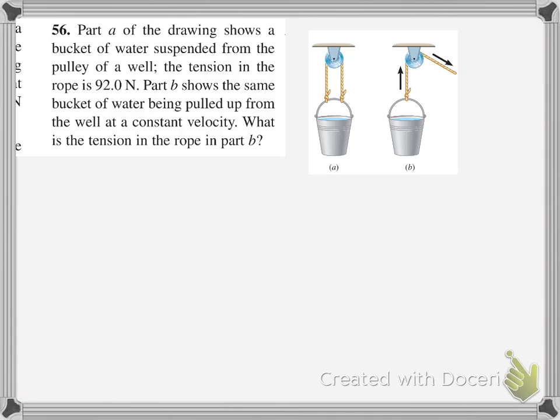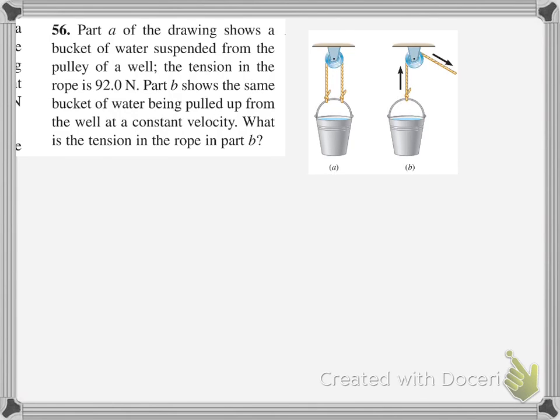In Part B of the drawing, the bucket is again in equilibrium, and since it is traveling at a constant speed and therefore has no acceleration, the forces acting on this bucket are now its weight and a single tension force from the rope, because it is only attached to the rope from one place.